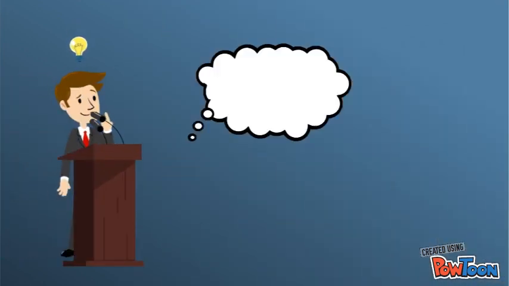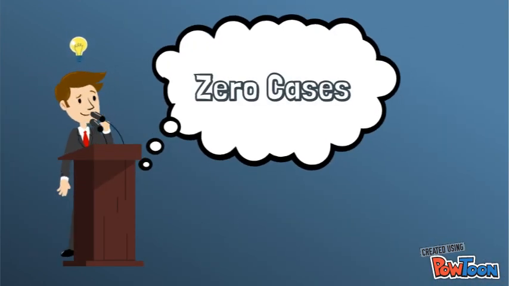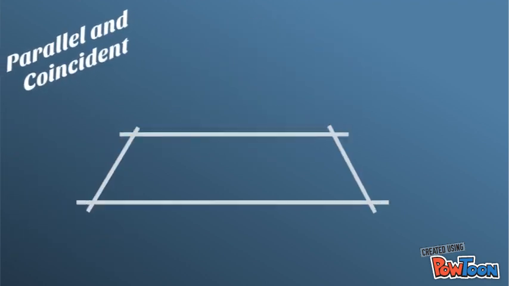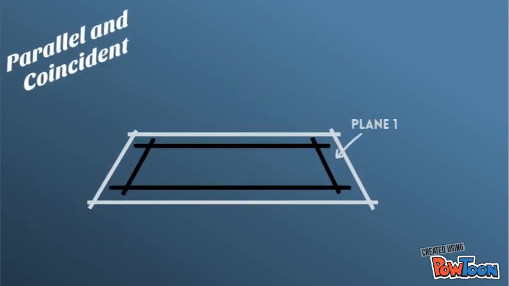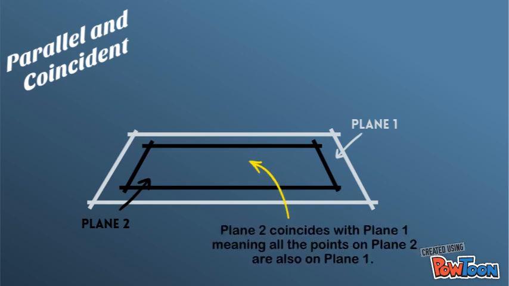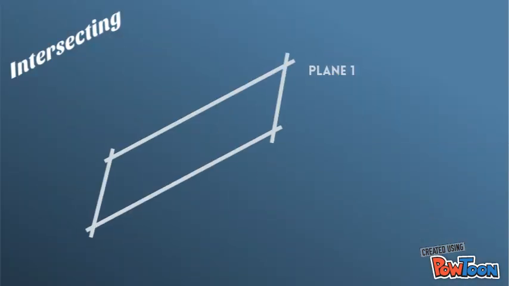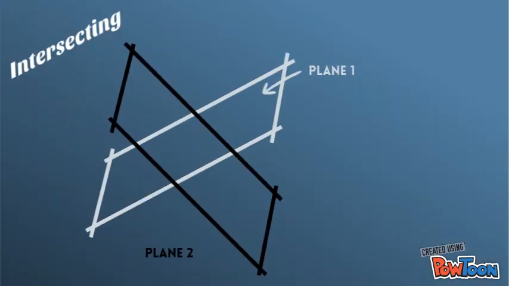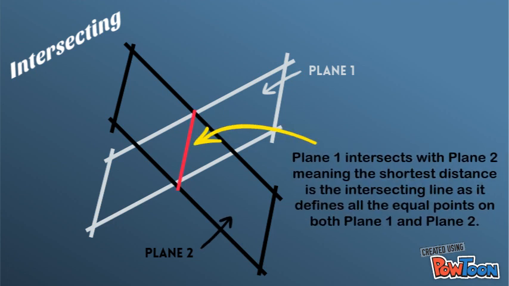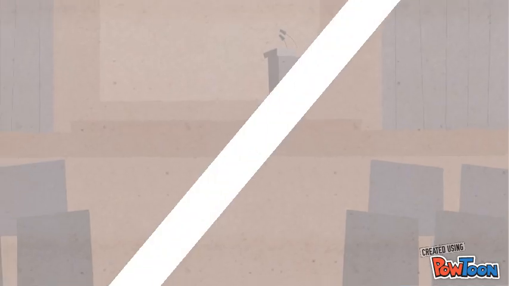As for the zero cases, distance will not be defined for planes that are parallel and coincident. The reason for it is because the planes coincide, essentially meaning all the points on each of the planes are equal. That means the shortest distance between them is zero. This is also evident for intersecting planes, as the intersecting line of the two planes will define all the equal points on both plane 1 and plane 2, which technically refers to zero distance.